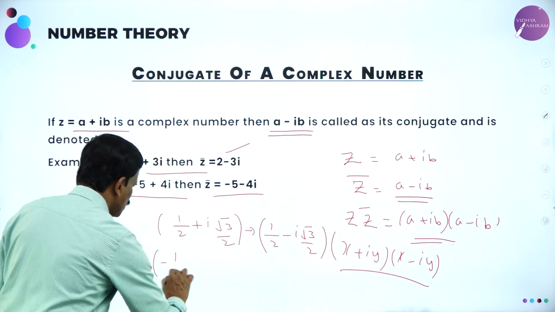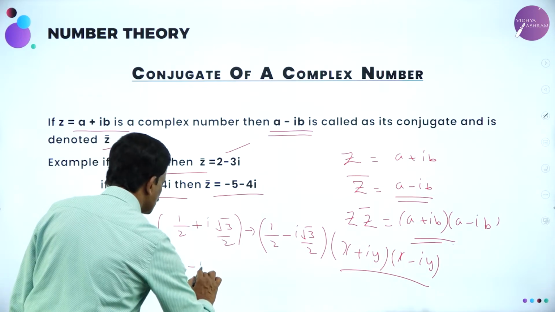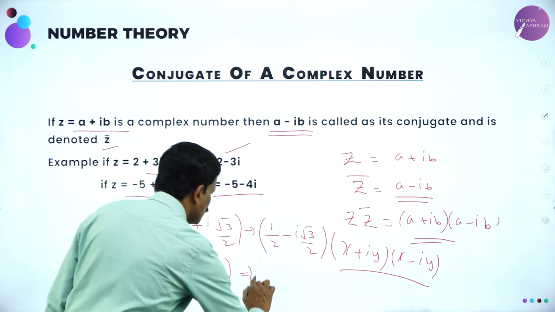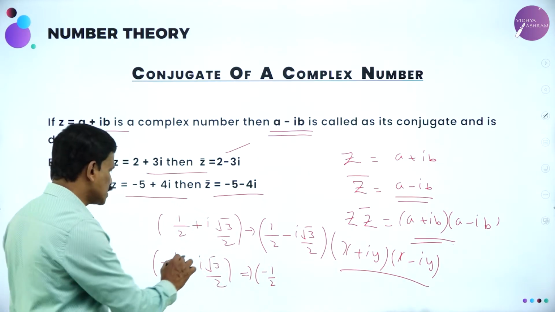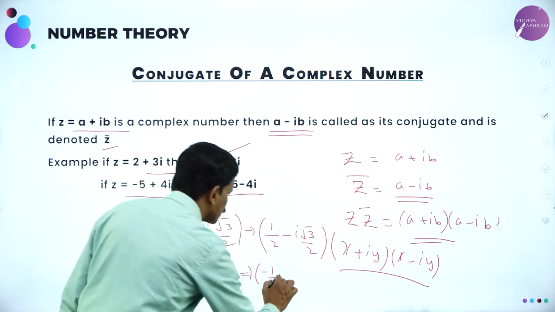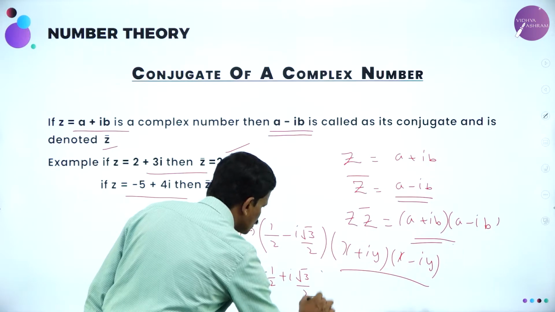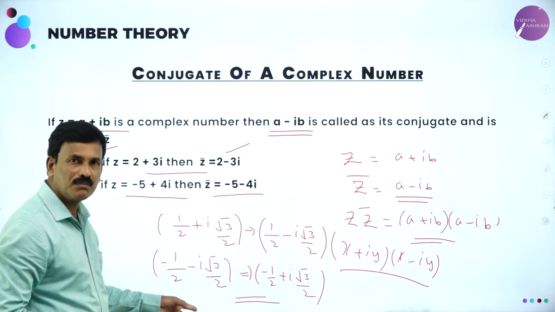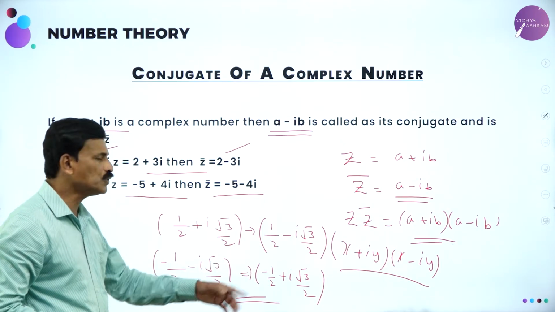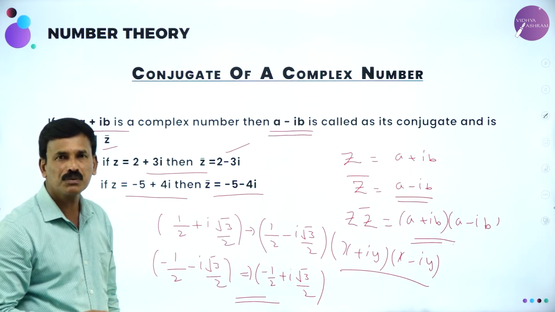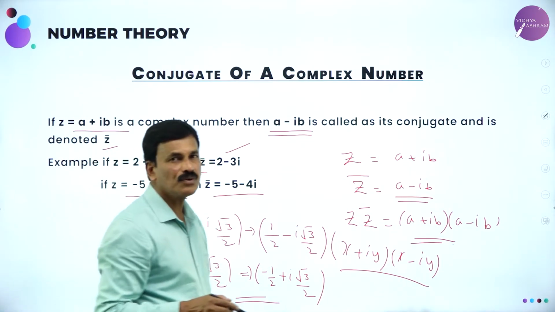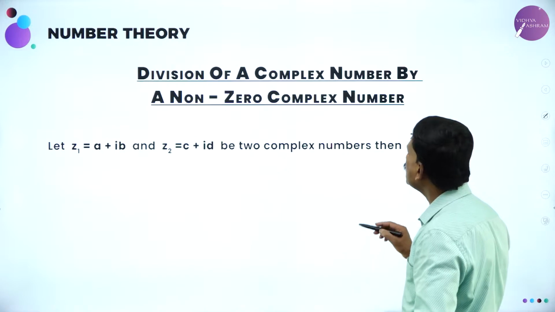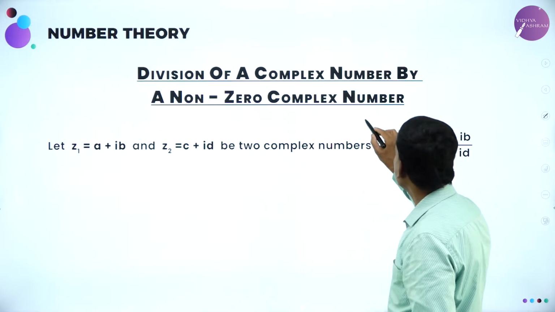Similarly, suppose minus 1 by 2 minus i into root 3 by 2 is a complex number. Then for the conjugate, the real part will remain the same, minus 1 by 2 as it is. We just change the sign of the imaginary part: minus becomes plus i root 3 by 2. This is called the conjugate. So if minus 1 by 2 minus i root 3 by 2 is a complex number, then minus 1 by 2 plus i into root 3 by 2 is the conjugate of this complex number. So, just changing the sign of the imaginary part will give the conjugate. That's it. Now, let us come to the division of a complex number by a non-zero complex number.